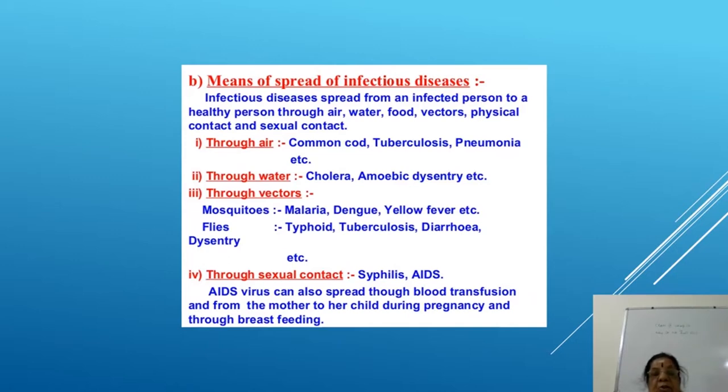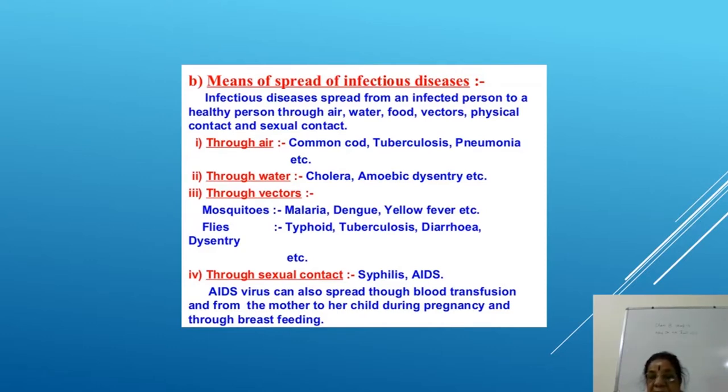Through air: common cold, tuberculosis, pneumonia. Through water: cholera, amoebic dysentery. And through vectors, such as mosquitoes: malaria, dengue fever, and yellow fever. I repeat, through vectors, carriers of the disease. They are called vectors. Mosquitoes will carry the pathogen Plasmodium, which causes malaria.